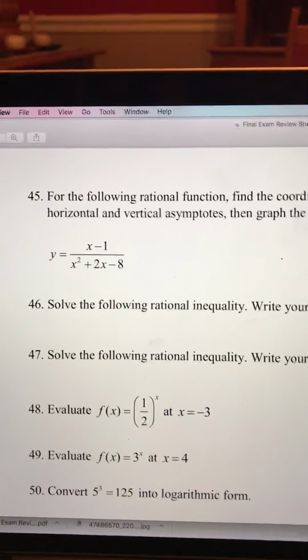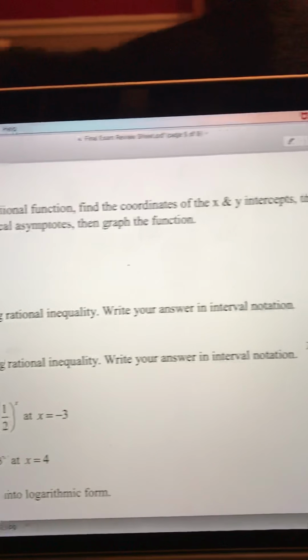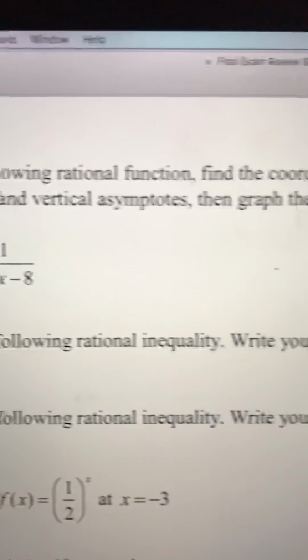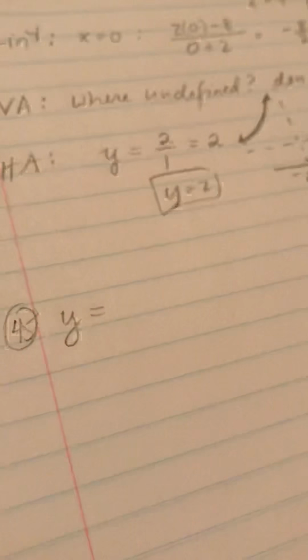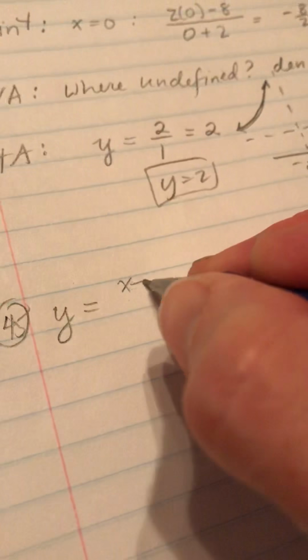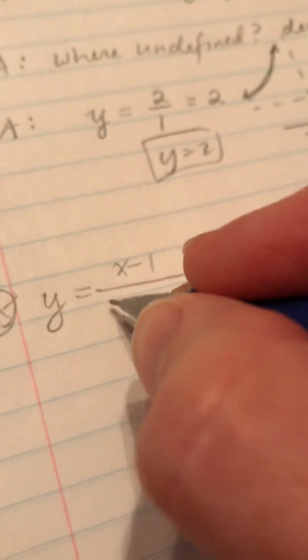All right, number 45 on the Math 110 final exam review says, for the following rational function, find the coordinates of the x and y intercepts, the equation of the horizontal and vertical asymptotes, and then graph the function. All right, so same directions as number 44 that I just did in the previous part. So 45, we have y, or f of x, equals (x minus 1) over (x squared plus 2x minus 8).